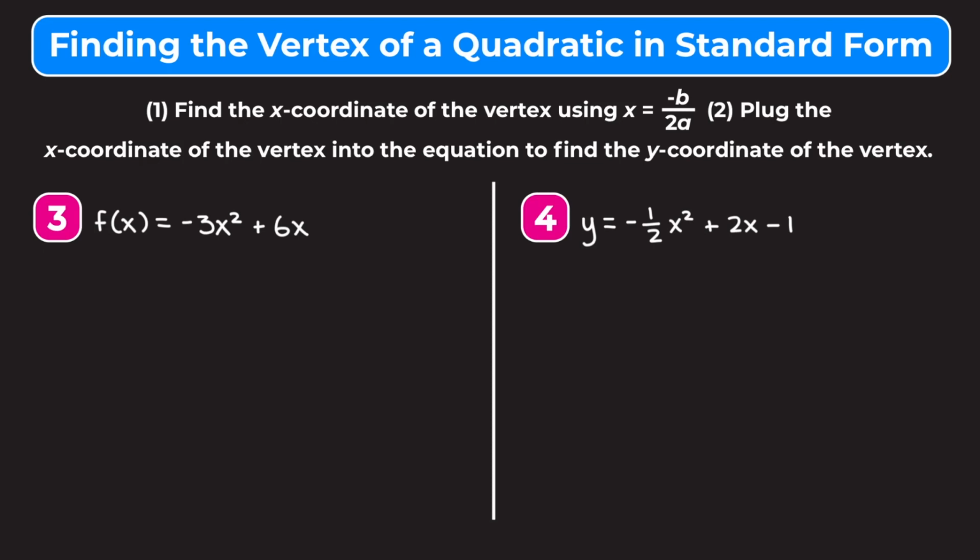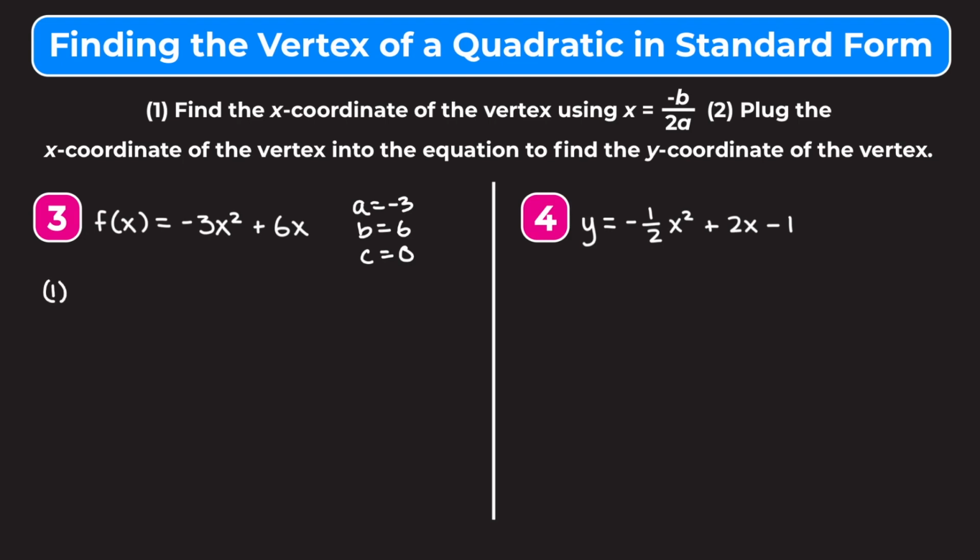So taking a look at example 3, we have negative 3x squared plus 6x. So our a value is negative 3, our b value is 6, and we don't have any constant, so we don't have any number being added or subtracted at the end, so our c value is 0. And again, the c value doesn't really matter for solving these problems, but it's important to know for other types of problems.